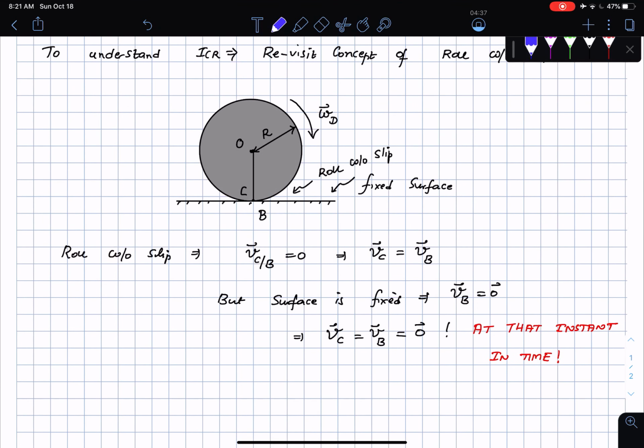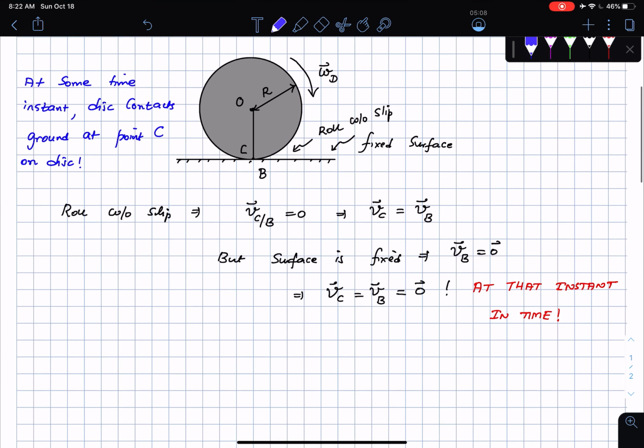So let me clarify this. At some time instant, the disk contacts the ground at point C on the disk. This is at that instant in time. This is instantaneous, which is why you have the term instantaneous coming into the heading of this talk itself.